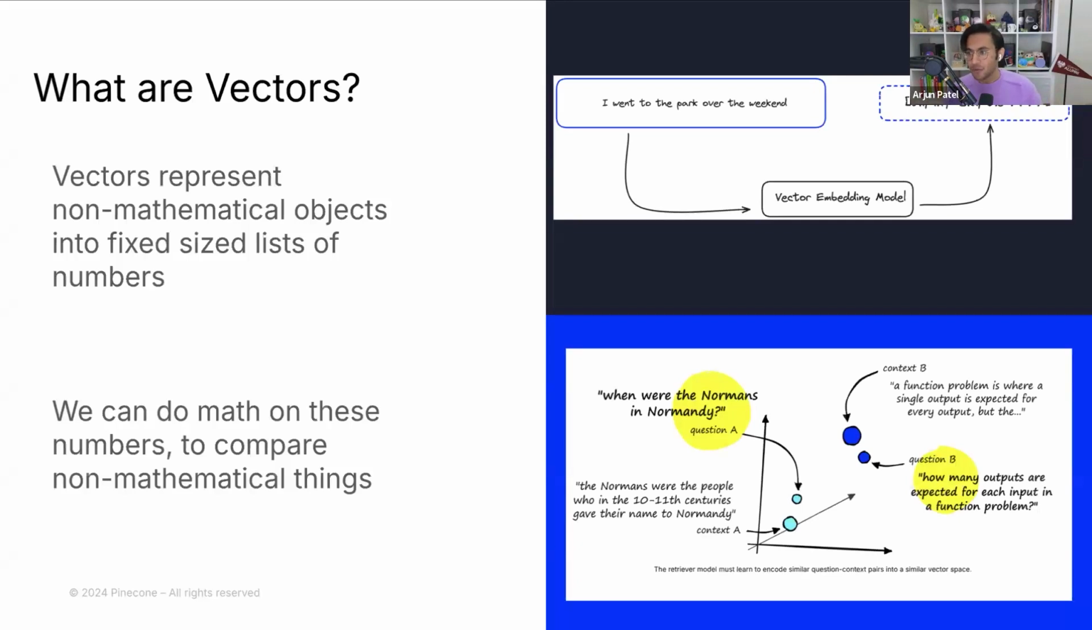And it turns out that if you represent text in this way, and it could be as simple as writing a bag of word vectors, which means you just take a count of all the unique words in a sentence and you construct a vector that represents that sentence, or it could be something more complicated like the output of a vector embedding model. Turns out if you do this, you can start to do mathematical comparisons on these non-mathematical objects.